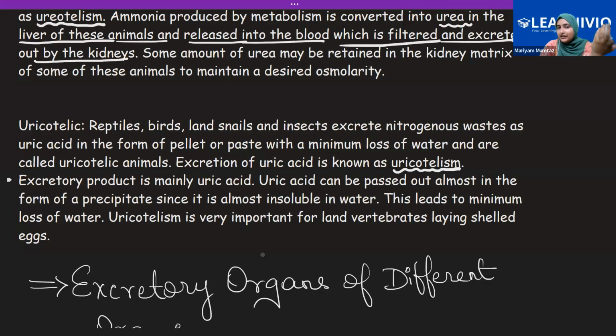Excretory product here is mainly uric acid, and it can be passed out almost in the form of precipitate since it is insoluble in water. That is why it becomes a paste-like structure. And this leads to minimum loss of water. It's very important for land vertebrates laying shelled eggs. For them also it's very important because they can't afford the loss of excessive water from their body.